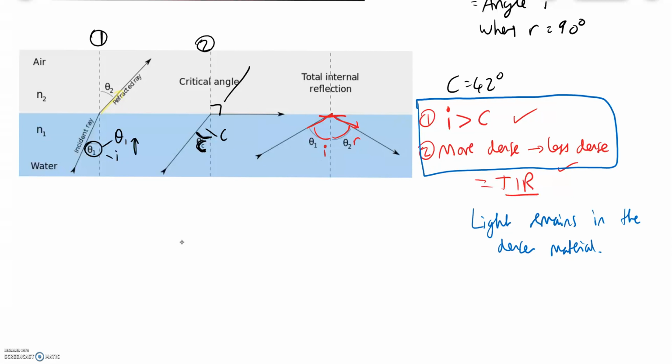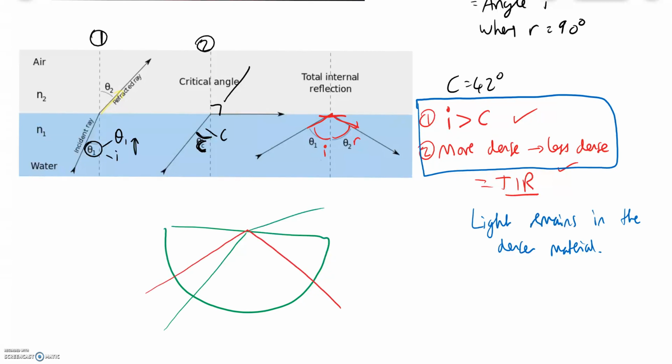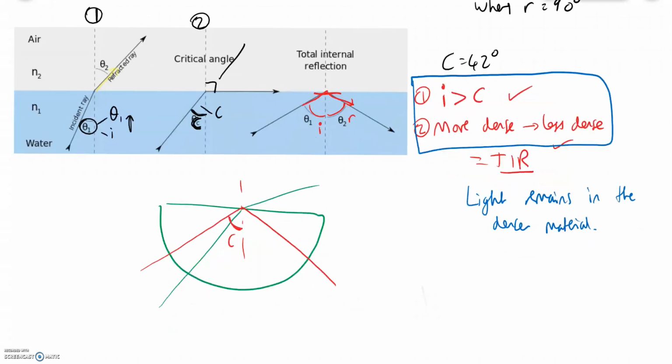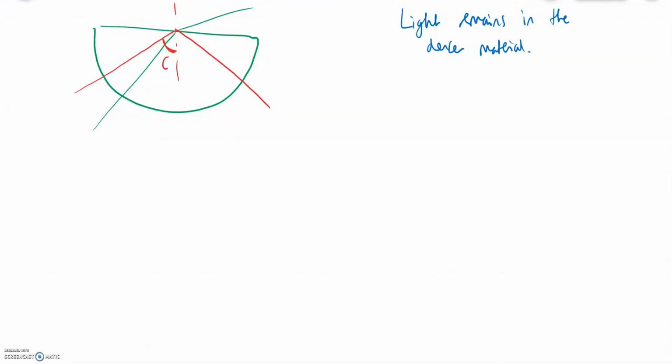Now there's one last thing we need to talk about, which is how do we work out C? You could do an experiment, often using a block like this, shine the light in, and wait for total internal reflection to happen. And the moment when it starts doing that, that is the critical angle. But the good news is, this is physics, so we have a really cool little equation: n equals 1 over sine C.